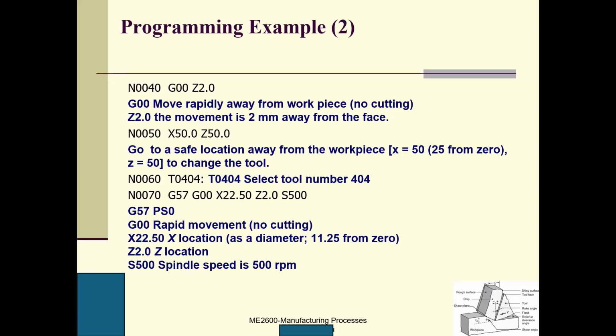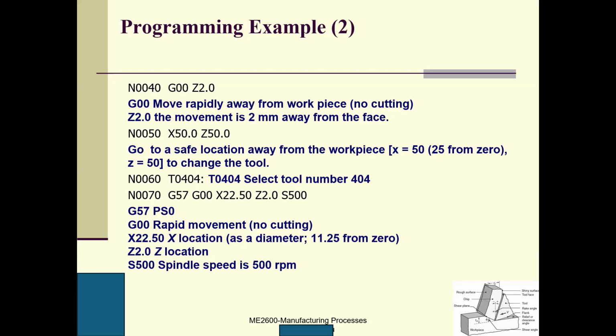Okay, so go to a safe location away from the piece. X equals 50. X is in the vertical direction. So this X is 50, okay? So Z equals 50, and to change the tool, you need to move away from the wood piece. And then you change the tool to 404. This is tool number 404.